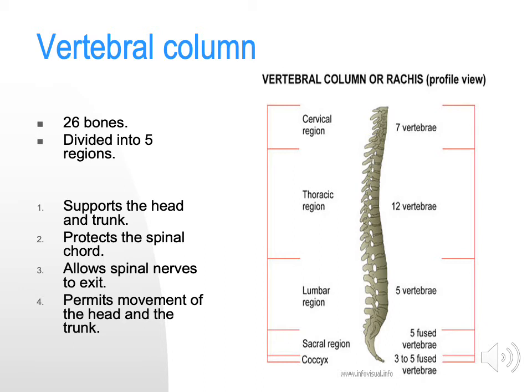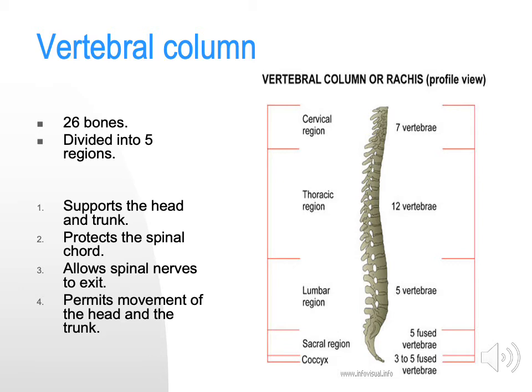Now, the spine is split into 5 key sections, each with its own name and each with a differing number of vertebrae within it. The cervical region of the spine is the first 7 vertebrae from the top down. They will commonly be given a name, C1, C2, down to C7, so they can be identified. And that forms our neck. These are the smallest vertebrae, and we get some key movement within there to allow us to manipulate the position of our head.